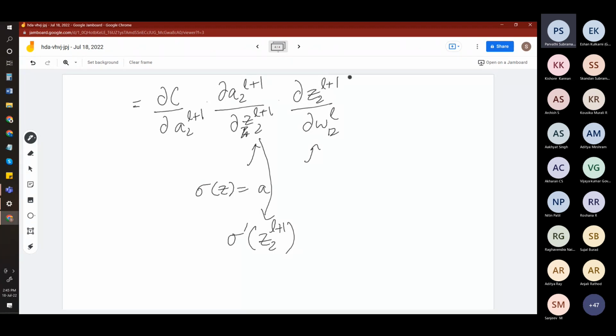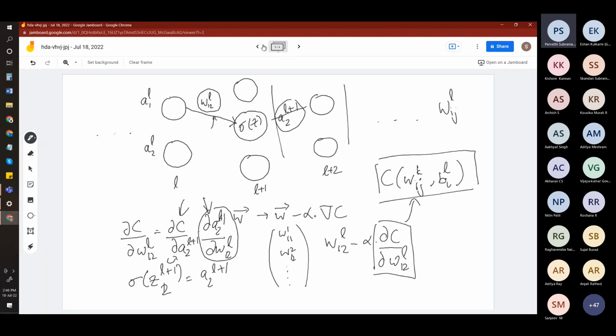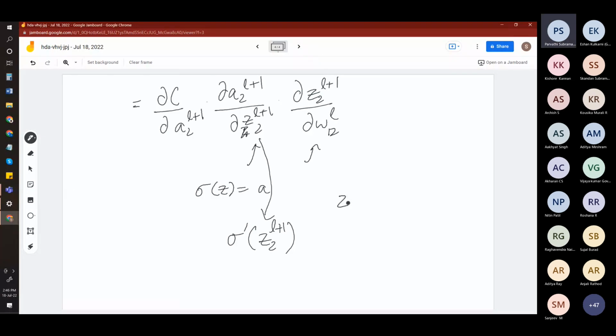And to calculate this, we need to look at the relation between Z and W, which we got originally in forward propagation. Looking at these two neurons and this weight, remember these two neurons should be affecting this Z value. For a general neuron, it would be all the neurons on this layer, but we're just having two for now. Taking the weighted sum of these two neurons with respect to these weights, we get Z2^(L+1) equal to A1^L times W12^L plus A2^L times W22^L.